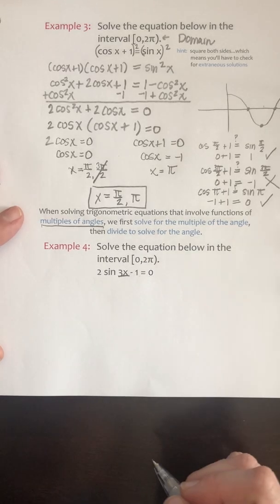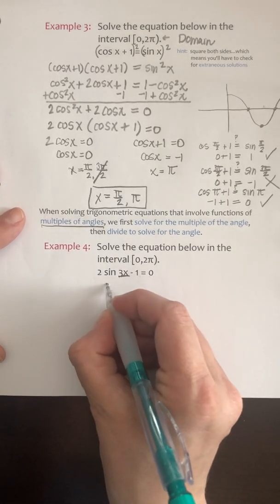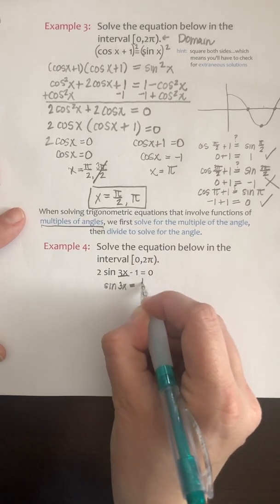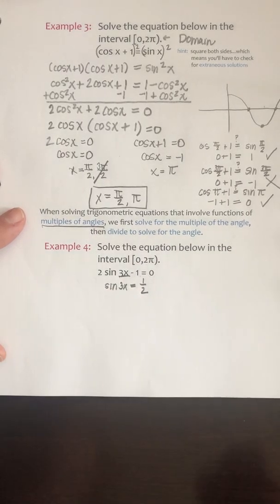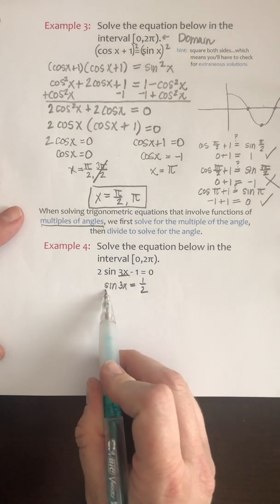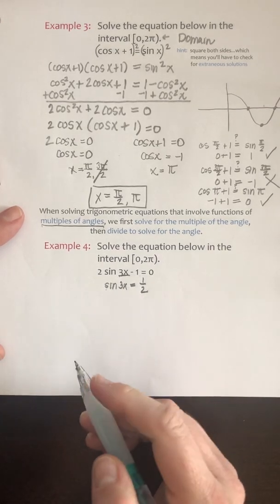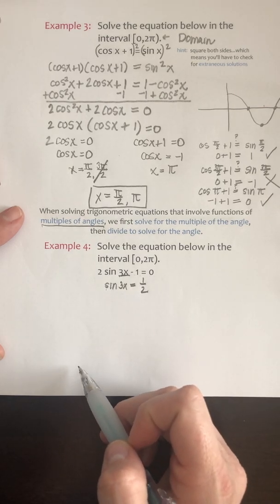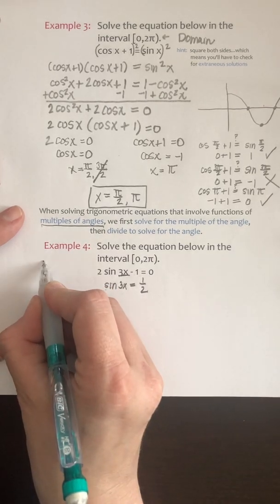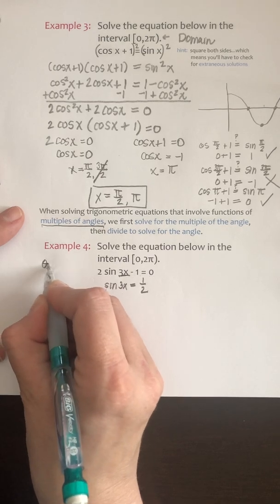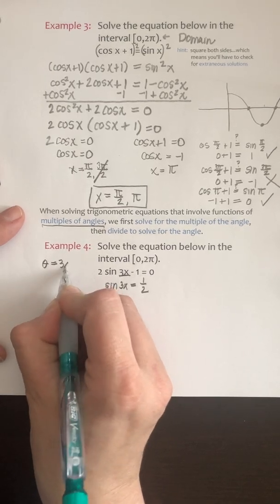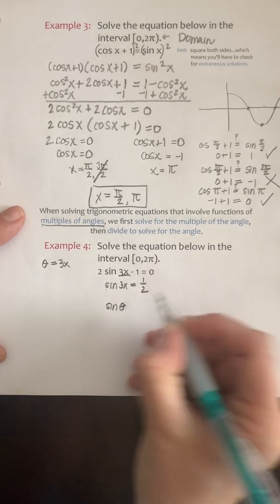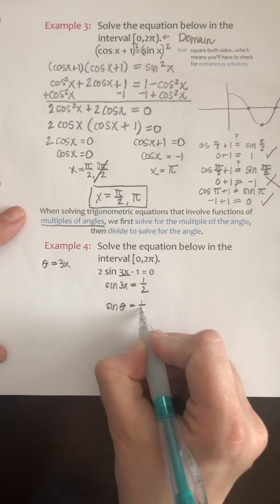I'm just going to start by trying to get sine of 3x by itself. So how do I do that? Easy. I add the 1, I divide by 2. So right now I have sine of 3x equals 1/2. Now if that 3 is throwing you off, what you can do is use substitution and say, hey, I'm going to replace the 3x with a theta. So let's pretend for a second that we have sine of theta equals 1/2.